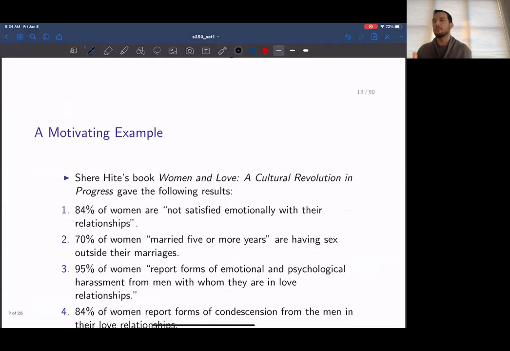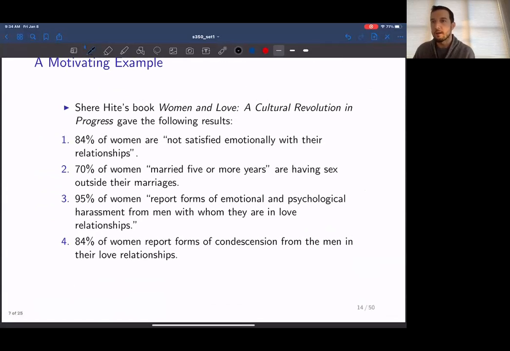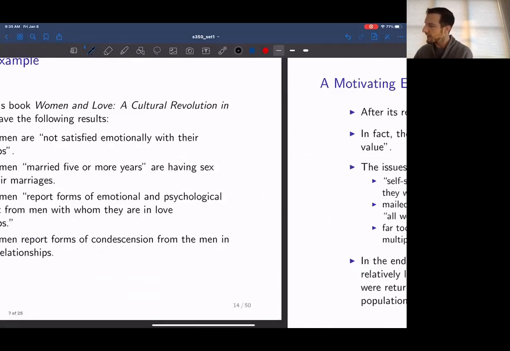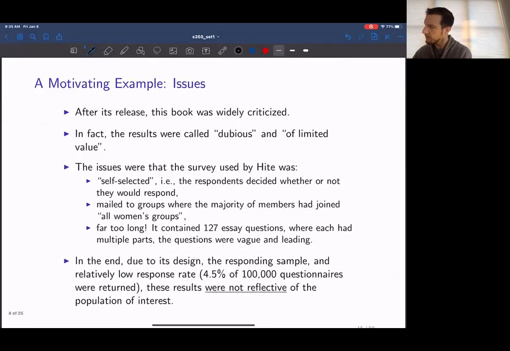All right, now what are some of the things that can go wrong if you don't collect information properly? Well, let's look at a few different examples of that. This first example comes from a book written by Shere Hite. I probably pronounced the first name wrong, so I apologize to the author, but the book was called Women and Love: A Cultural Revolution in Progress. Now, to be fair, these reports are pretty old. I think that this book was written in the 80s or something like this.